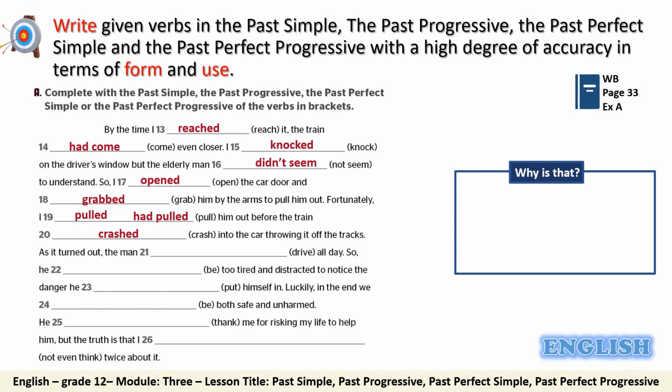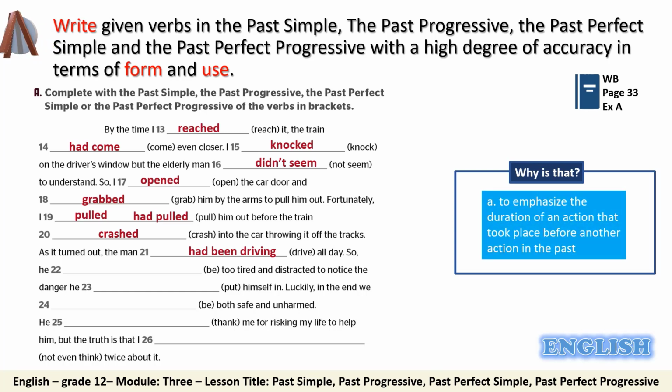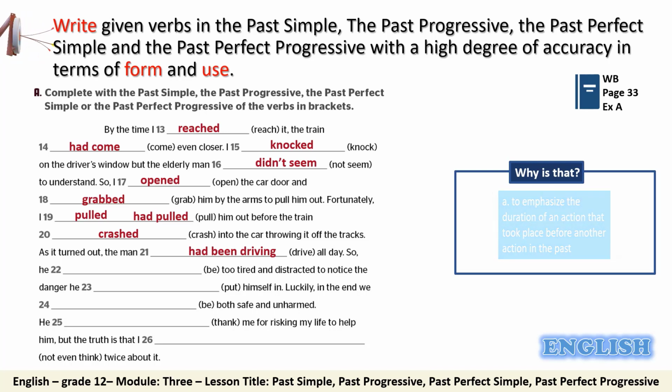We move to space 21. We should write, very good, had been driving. Why? Excellent, because the emphasis is put on the duration of an action which took place before another action in the past. For space 22, you can have two possible answers.